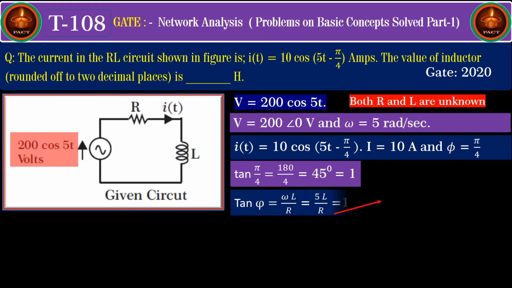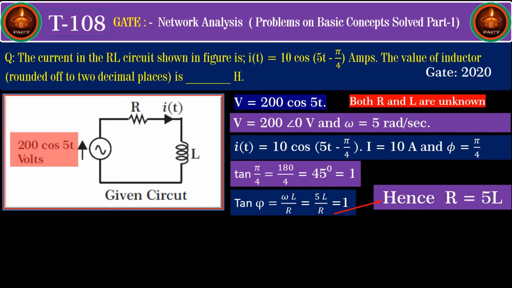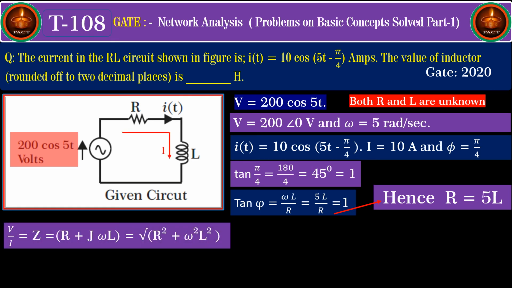This important relation we can use, because we know tan φ is equal to ωL by R and we know ω is 5. By substituting, we get the relation between R and L, and hence R is equal to 5L. Once we get the relation between R and L, we can easily find L. We know V divided by I is equal to impedance Z, which is R plus jωL, and the magnitude of Z is equal to the square root of R squared plus ω squared L squared. If you look at this term, we know ω and we know R in terms of L, and hence if we substitute we can find the value of L easily.